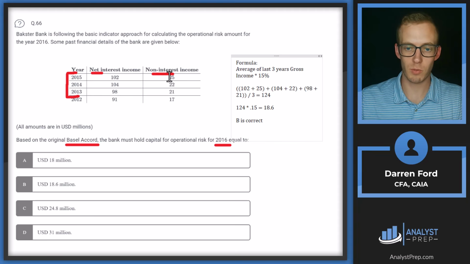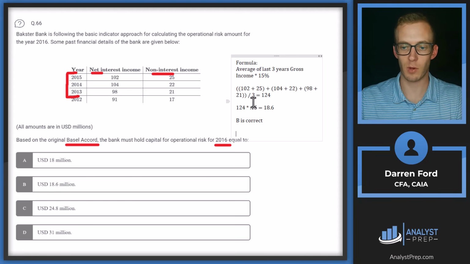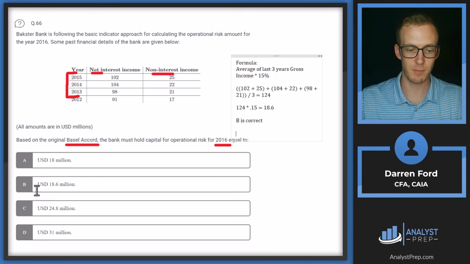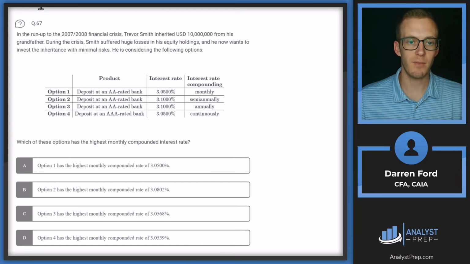So we've got 102 plus 25, and then we're adding that to 104 plus 22, and then adding that to 98 plus 21, and then we'll divide that by 3. So we get 124. And then we multiply that by the 15% requirement there to get 18.6, and these are all in millions. So we've got 18.6 million. Answer B right there.